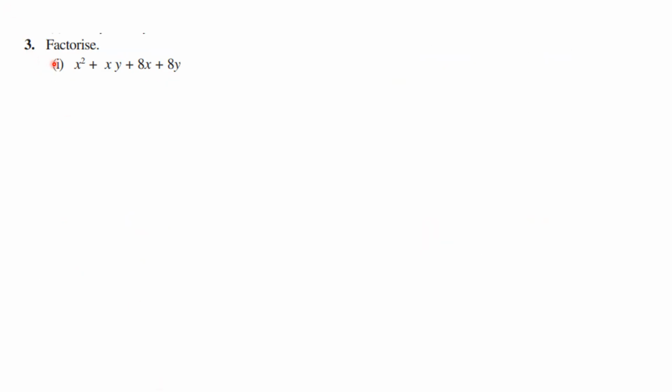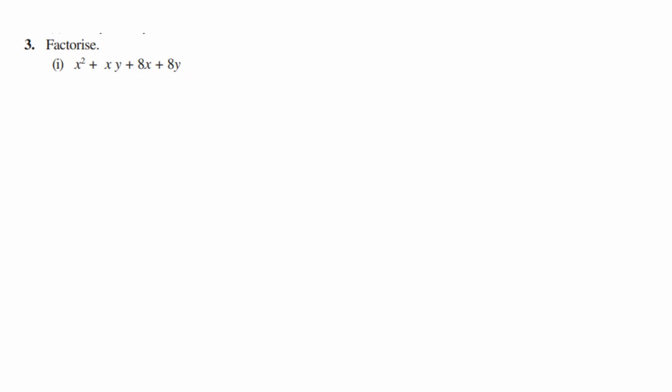Now question number 3, factorize. So first one is x square plus xy plus 8x plus 8y. So you can see you will not be able to find any common factor which is present in all the 4 terms. So it means you have to use regrouping. So let's make a group of it. If I make a group of the first 2 terms, I can take x common, and in the second 2 terms I can take 8 common, isn't it?